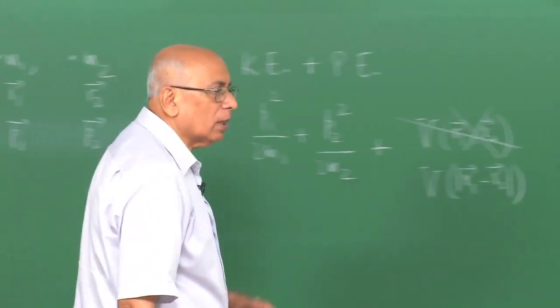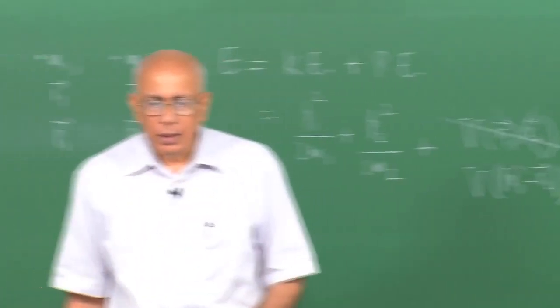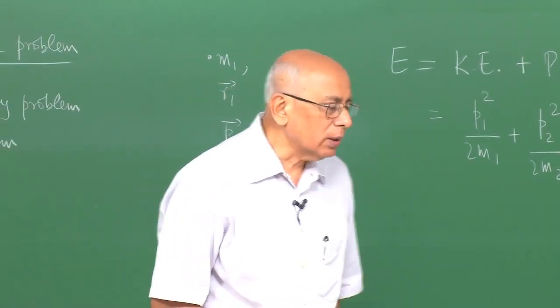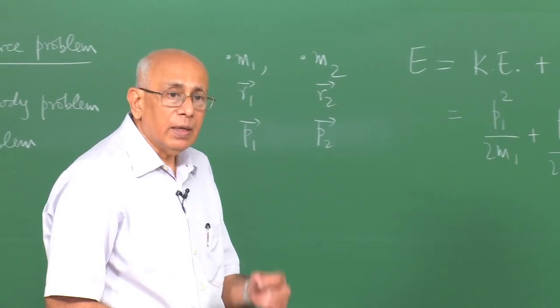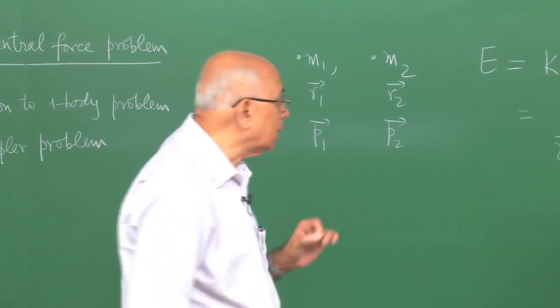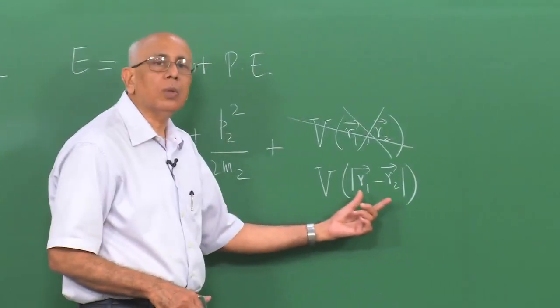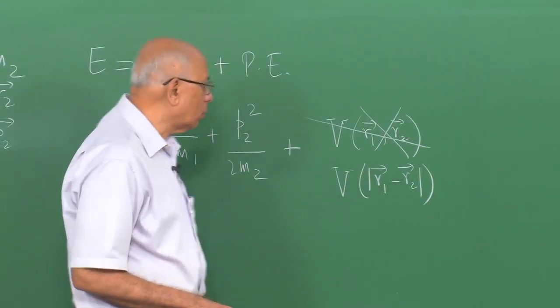Now that is a very general problem. In general, it is not easy to write down explicit solutions to these equations of motion, but a very great simplifying fact arises as soon as we say that the potential energy is a function only of the distance between the two particles.